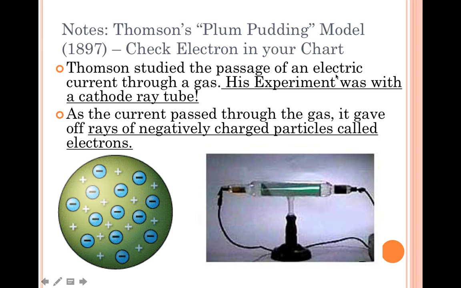Thompson studied the passage of an electric current through a gas, and his experiment was in something called a cathode ray tube. It looks like this, okay? As the current passed through the gas, it gave off negatively charged particles that he called electrons. And that caused him to realize, where did these electrons come from? Well, they must have come from the gas. They must have come from the atoms of gas. Therefore, the atoms of gas must have parts.